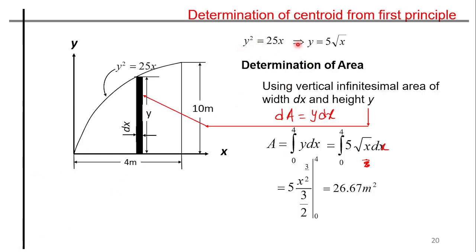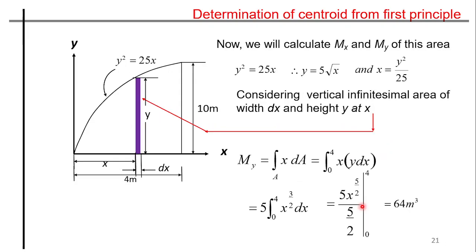So y square equals 25x. That gives me y equals 5 root x. If I want to find the x value, it is going to be y square divided by 25. And here I have taken a small elemental strip in the vertical direction, and the area is going to be y into dx, integrated over the limits 0 to 4. That gives me the value of the total area. Like I mentioned, once you solve them, you will get the relation between x and y.